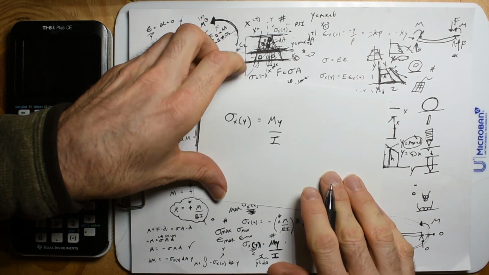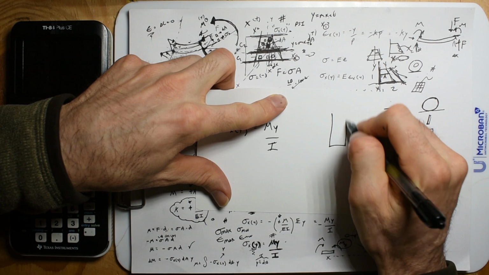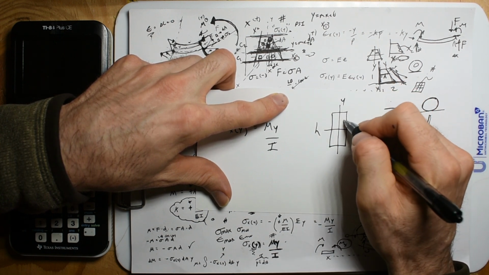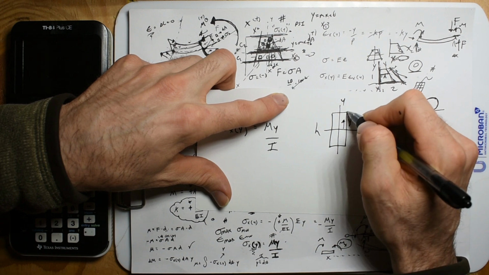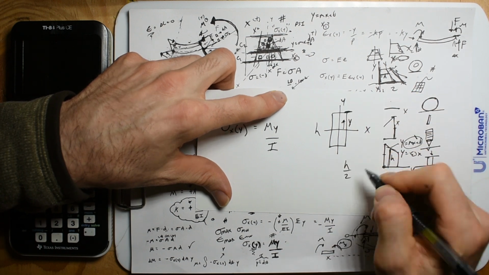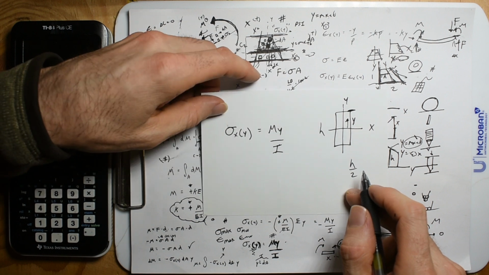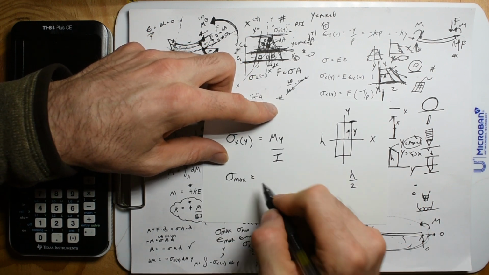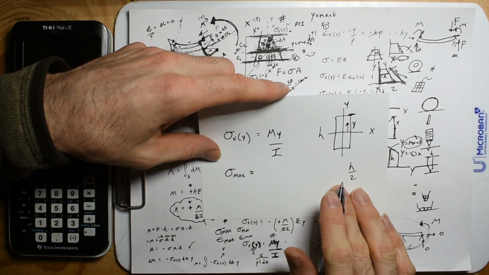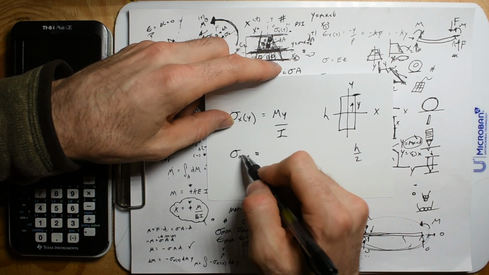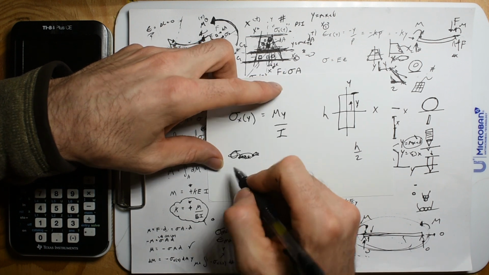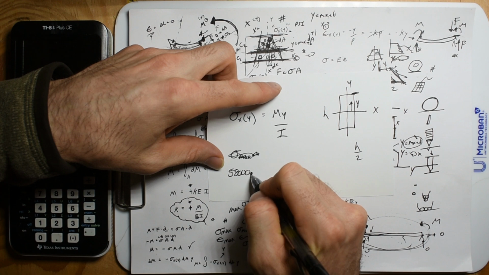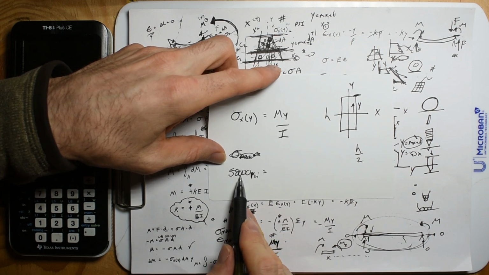But here you go. If your cross-sectional area has height h, your neutral axis is right here, so this is y, this is x. Your top is just going to be h divided by 2. And then you could say, hey, your max stress is going to be, well, let's say you just put 58,000 psi. This is the max stress for steel.